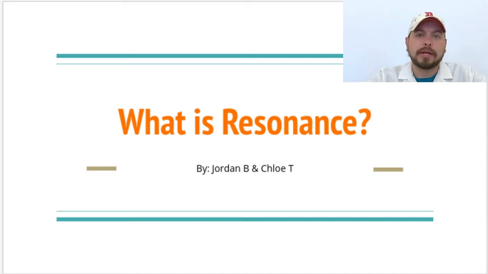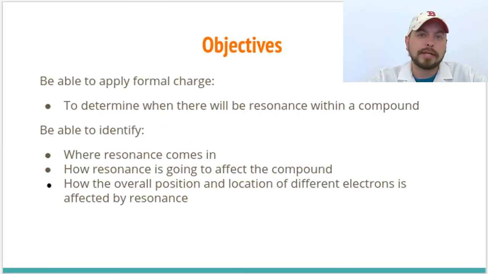Hey y'all, today we're going to take a look at resonance. Now in the last video we looked at formal charge and how to calculate it and how to use it to pick the best option for a Lewis structure. And today we're going to apply formal charge in a slightly different way, in the way of determining when there will be resonance. We also sometimes refer to this as resonance stabilization within a compound. So let's take a look at this.